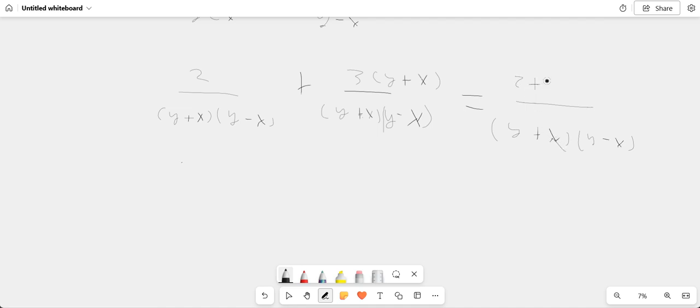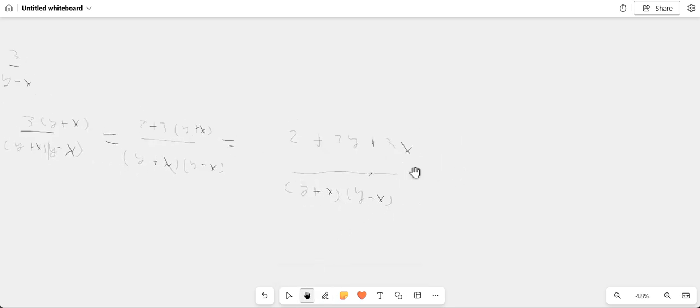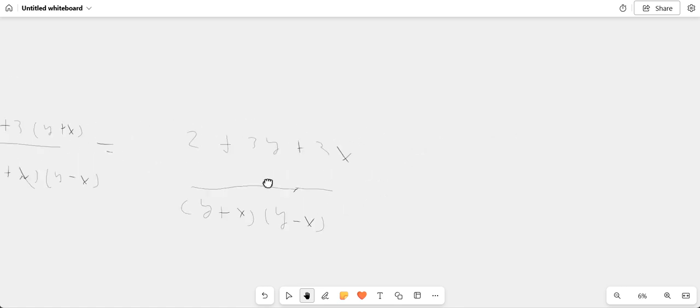So 2 plus 3 open bracket y plus x. And then simplify the top here. So here you're going to have 2 plus 3y plus 3x over y plus x, y minus x here. And there's nothing more that you can do with that. That's as simplified as possible, innit? Can't really do anything more than that. So that's that. Alright, cool. Question E.